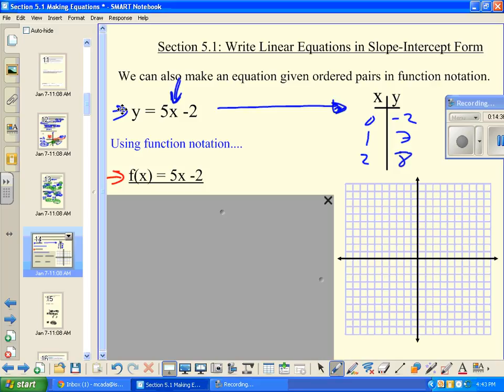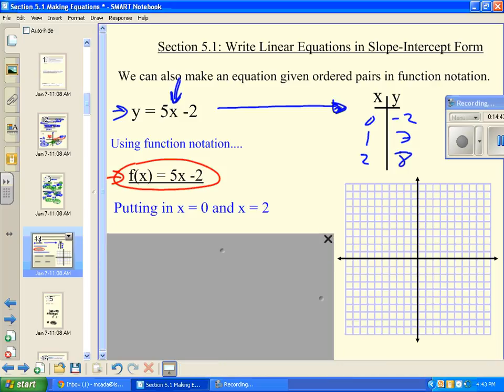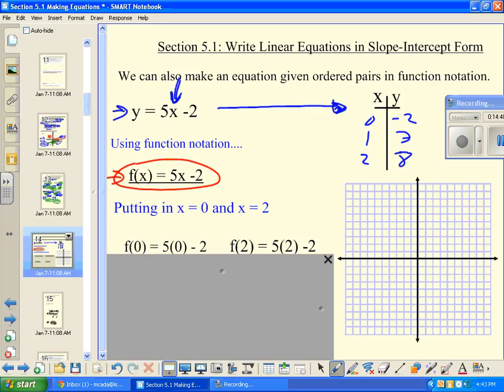Well, remember in function notation, this also, we do the same type of thing. We just write it a little bit differently. If I want to put numbers in for x, like plug in, let's say, 0 and 2, just those numbers, but you can put in 0, 1, and 2 as well. But let's say we're going to work with 0 and 2.